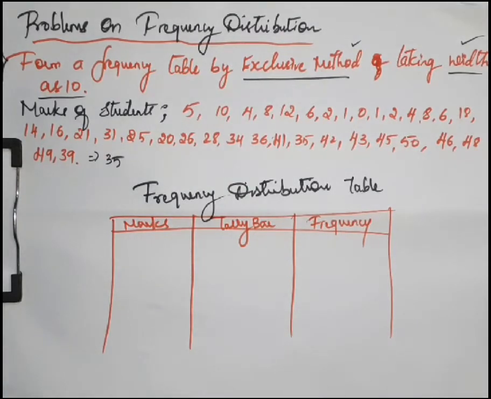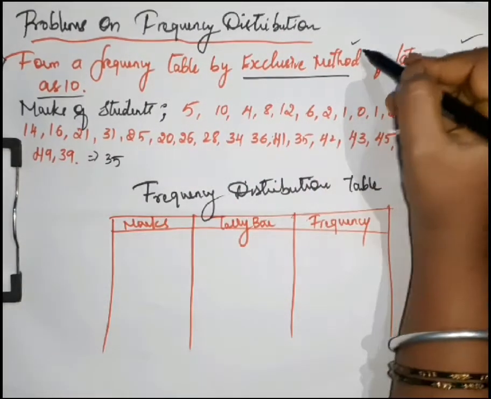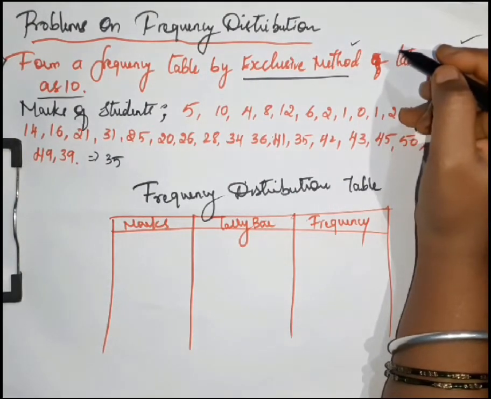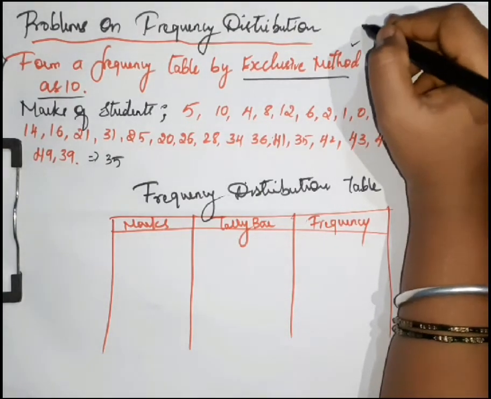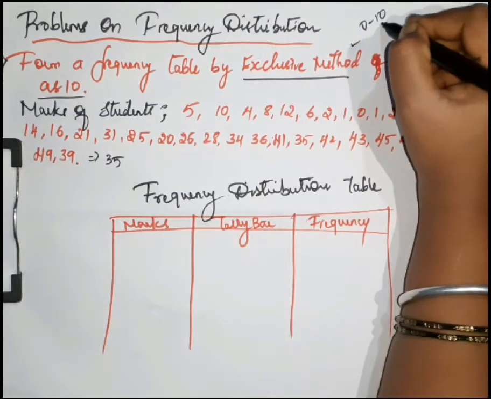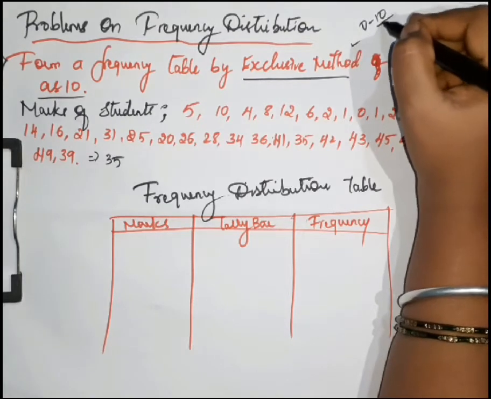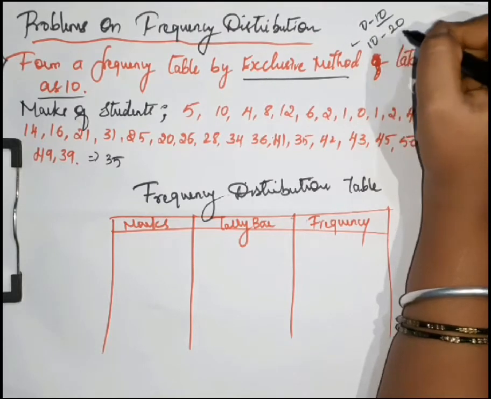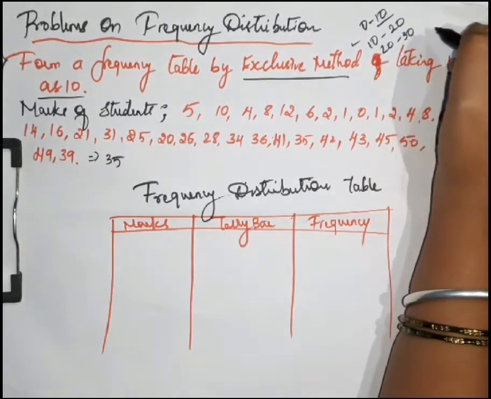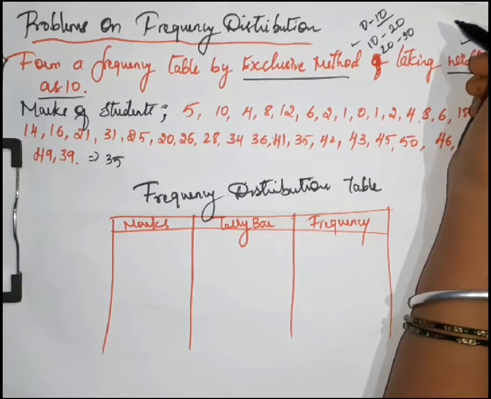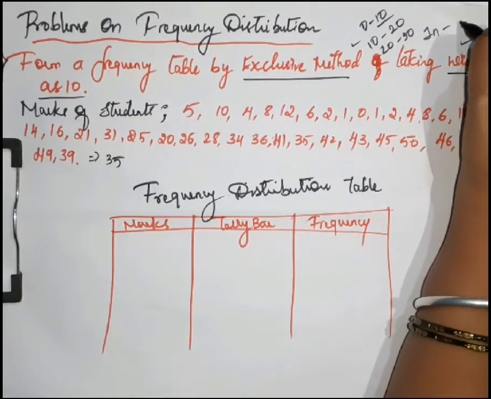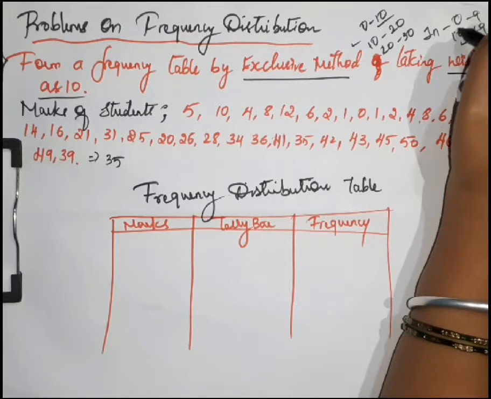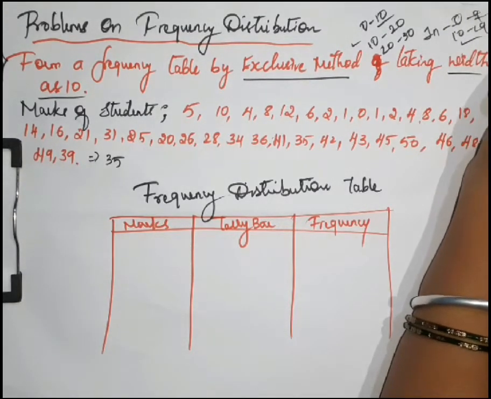Now they are asking us to take the exclusive method. You know how to frame the class interval under the exclusive method. You start from 0 to 10, but we are excluding the upper limit, and this upper limit will be the lower limit for the next class. So 0 to 10, 10 to 20, 20 to 30. This is how we frame the class intervals under the exclusive method. When it is inclusive, it is like 0 to 9, then 10 to 19, so we consider both the upper as well as the lower limit. That is the difference.